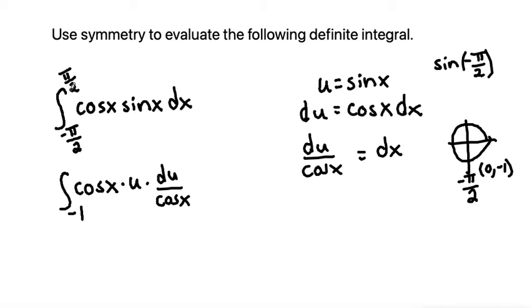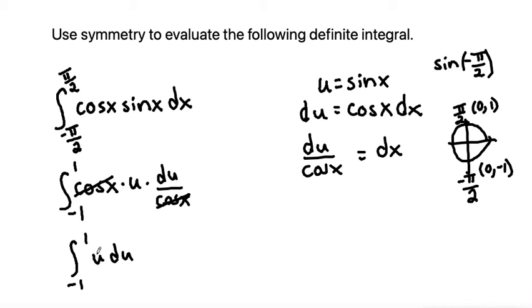And then for pi over 2, we're up here. And this coordinate is 0, 1. So that would make the sine of pi over 2 to be 1. Okay, simplifying just a bit more, when we have cosine x on top and cosine x on bottom, these can cancel out because they're factors of the whole top and the whole bottom. And that leaves us with the integral from negative 1 to 1 of u du.